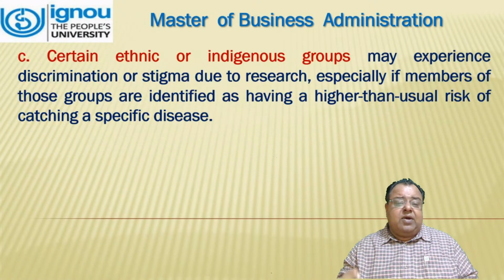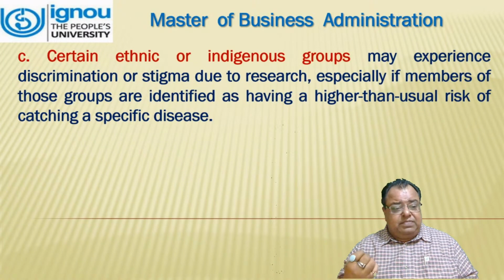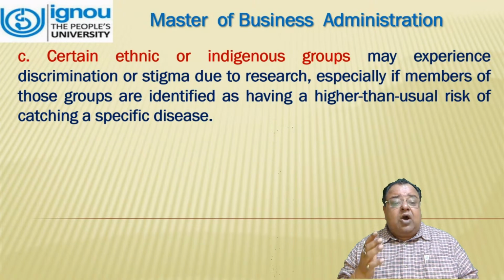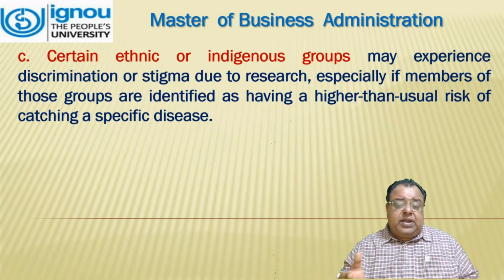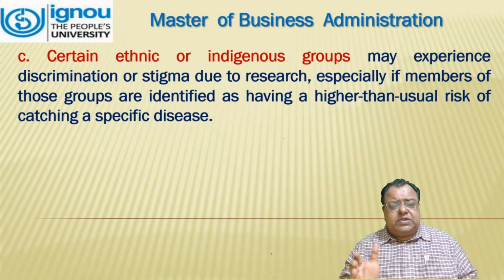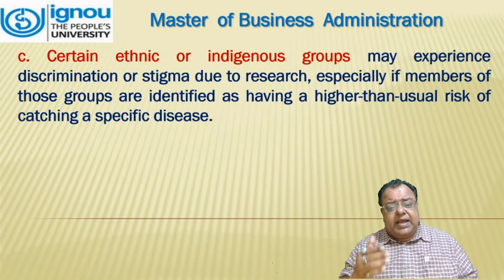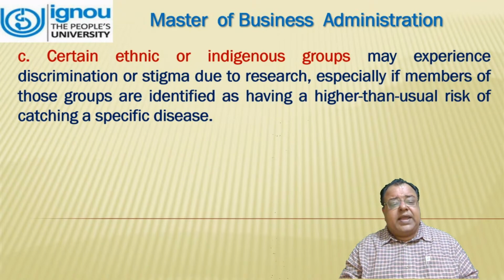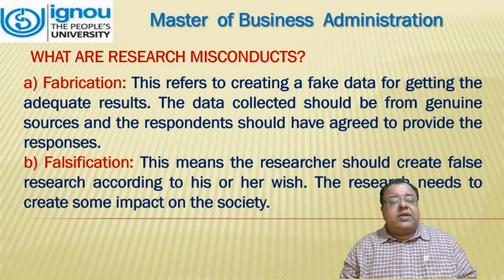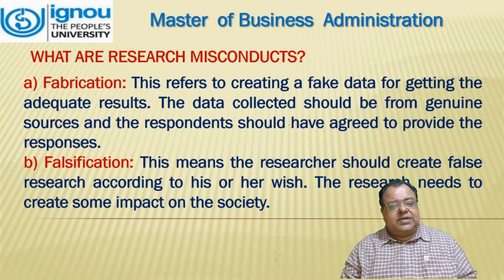Certain ethnic or indigenous groups may experience discrimination or stigma due to research, especially if members of these groups are identified as having a higher than usual risk of catching a specific disease. What are research misconducts?